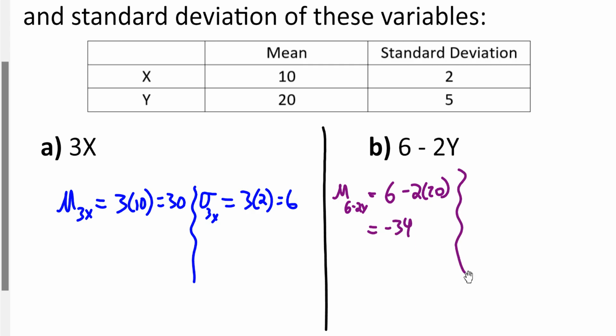But the standard deviation of 6 minus 2Y is only impacted by the multiplication. So we don't actually deal with that 6 at all. It's just negative 2, which I'm going to put in absolute value bars, times the standard deviation of Y, which is 5. So it ends up being a spread of 10. Okay?